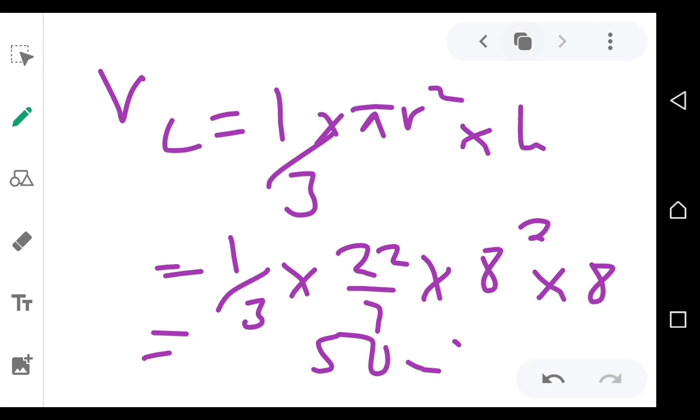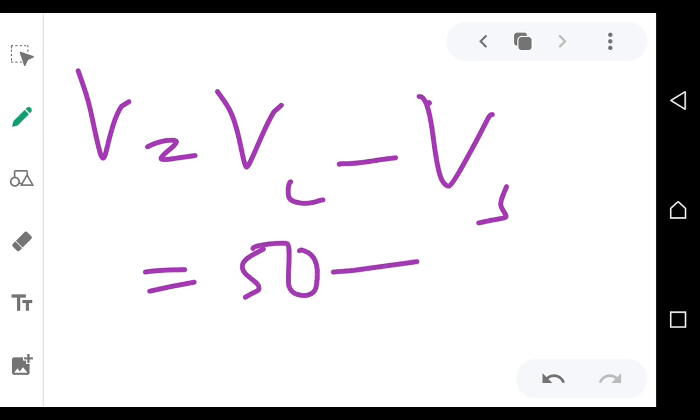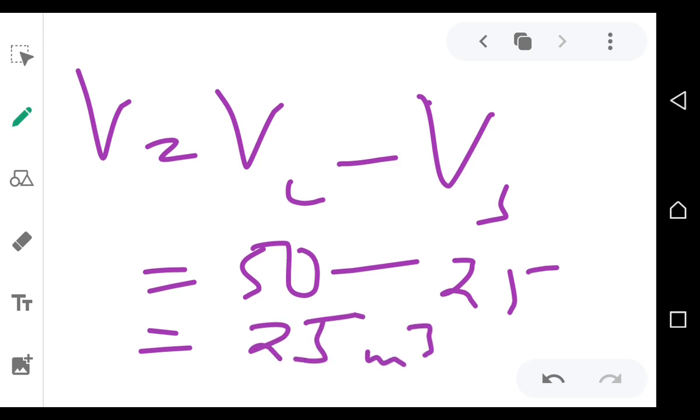Now the volume that is required is equal to the volume of the larger pyramid minus the volume of the smaller pyramid. The larger pyramid was 50 minus the volume of the smaller pyramid, 25. So subtracting these two volumes will give you 25. This is the volume that is required. So it's a subtraction of the two volumes. I hope you have understood. I know it's a bit difficult to explain this, but I don't know if you have got the point.